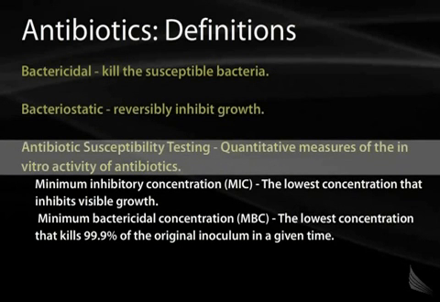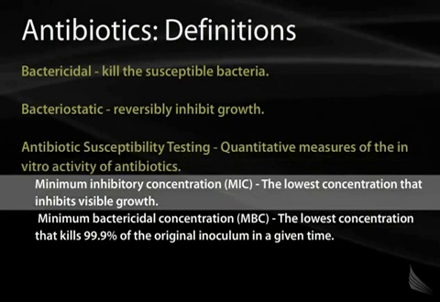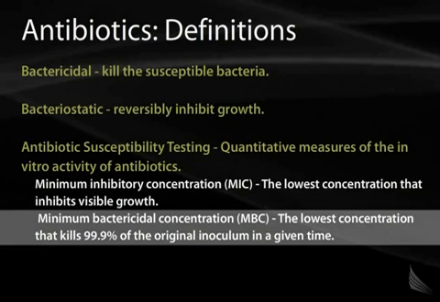Antibiotic susceptibility testing includes quantitative measures of the in vitro activity of antibiotics. One measure of this is the minimum inhibitory concentration. This is the lowest concentration that inhibits visible growth, and it's used to measure the effectiveness of a bacteriostatic agent. Alternatively, the minimum bactericidal concentration is the lowest concentration that kills 99.9% of the original inoculum in a given time.